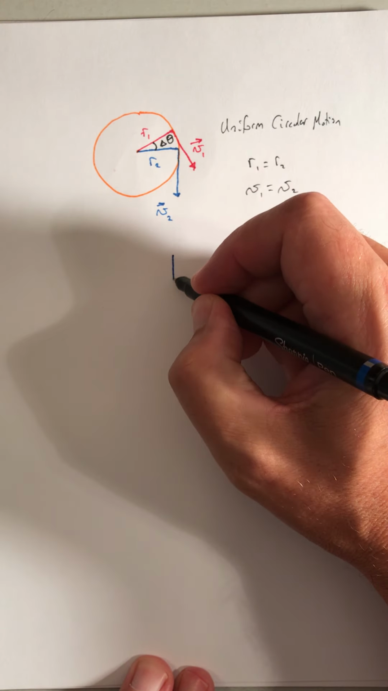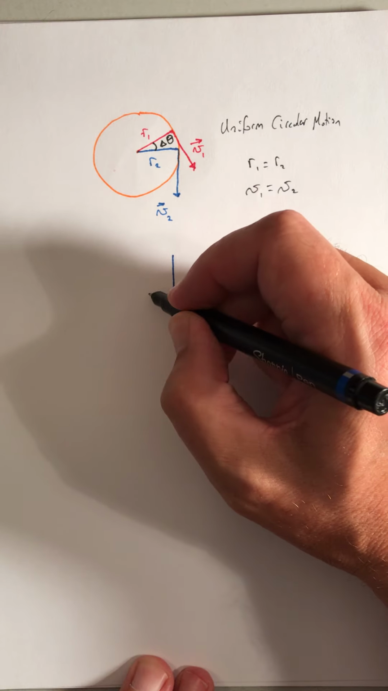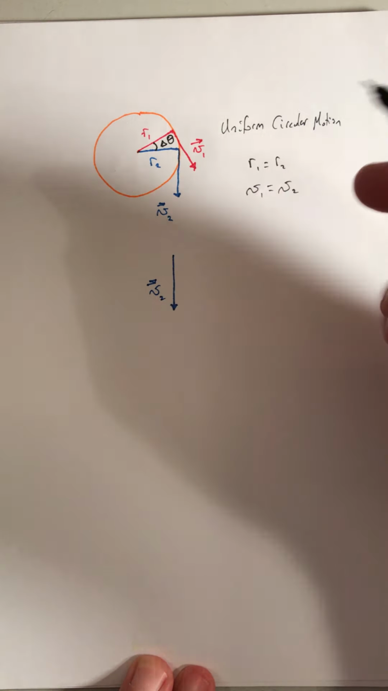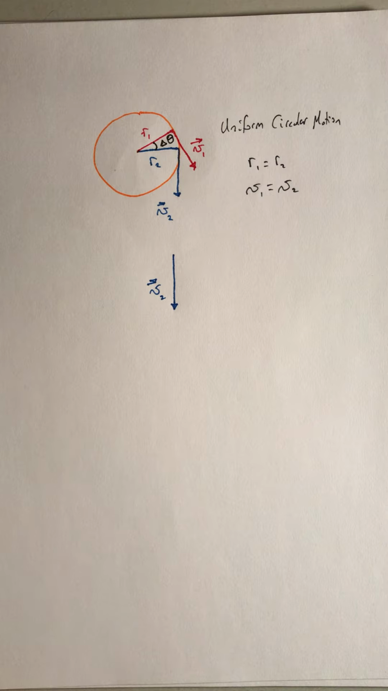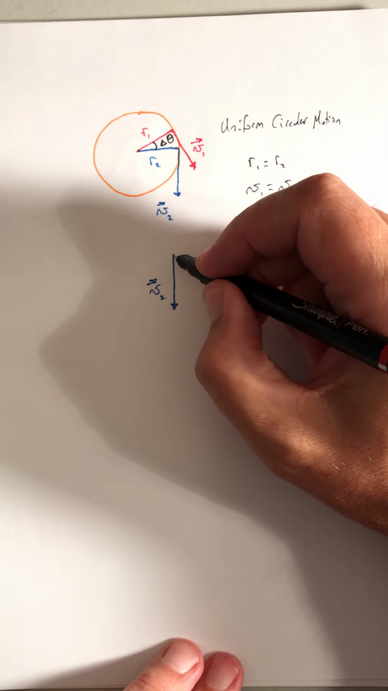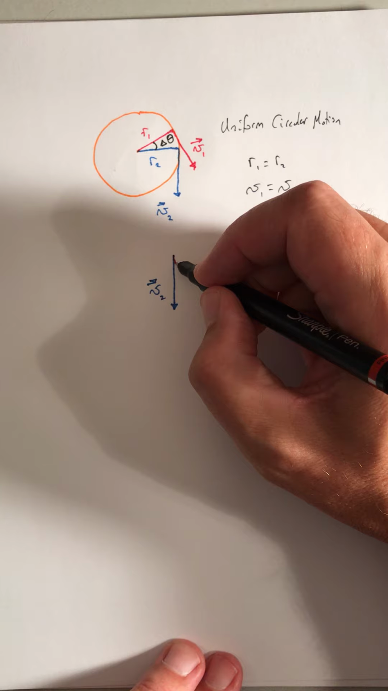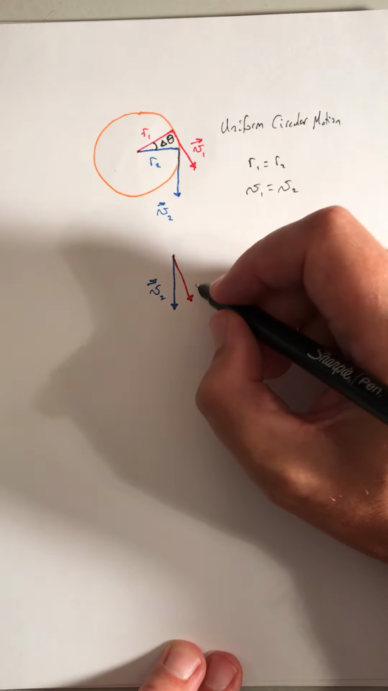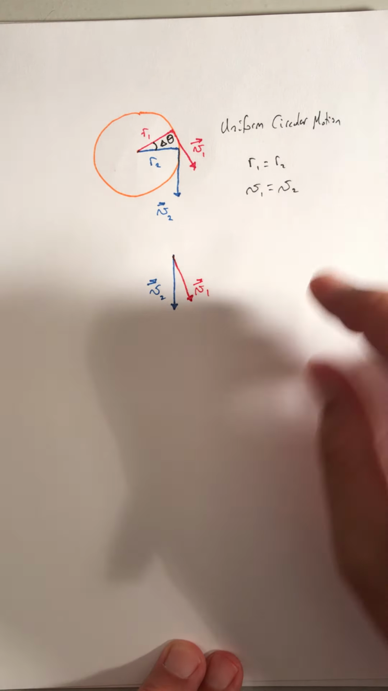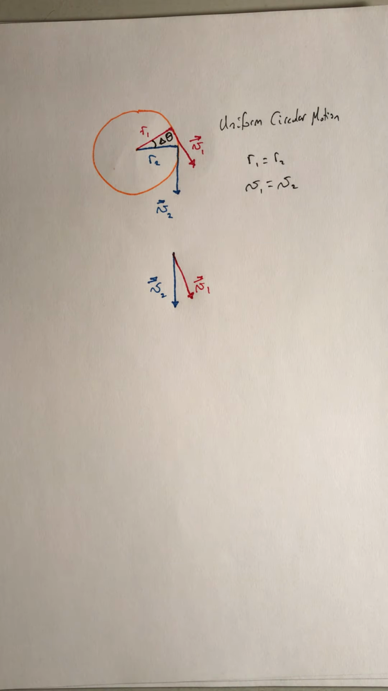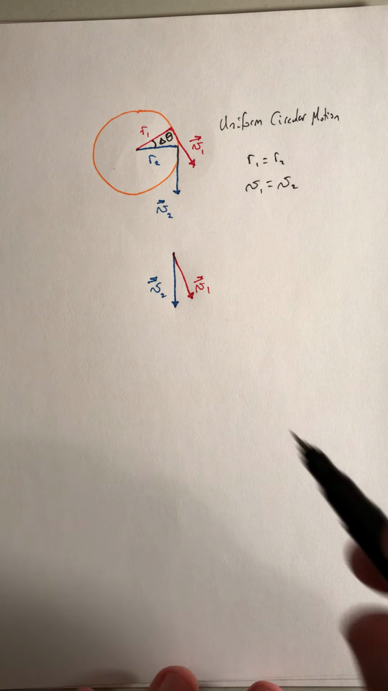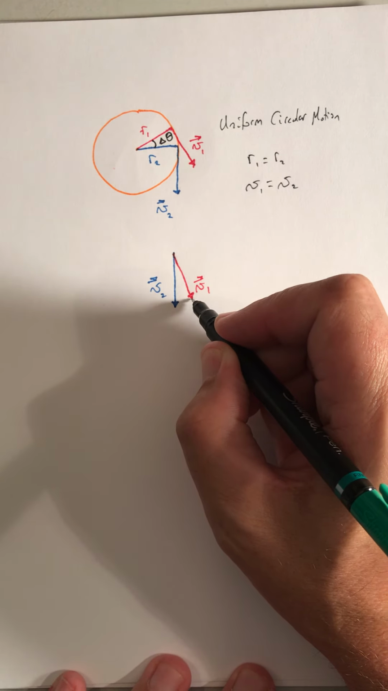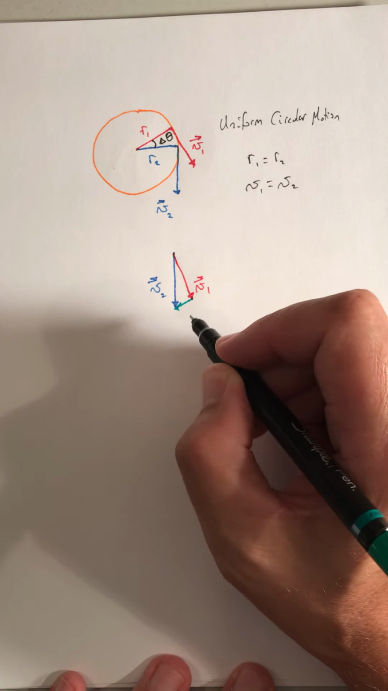So v2 is like that. And the initial velocity v1 points like that. And delta v, v1 minus v2, so point like that.